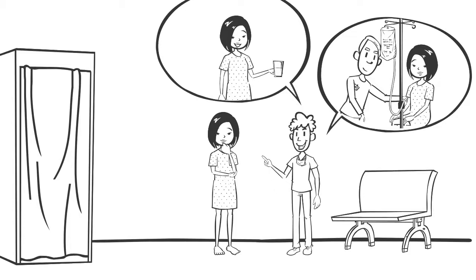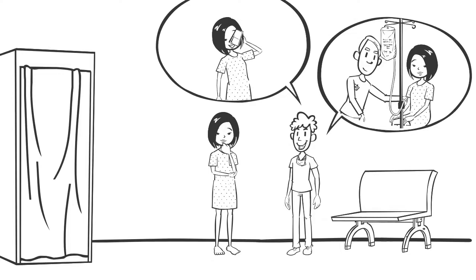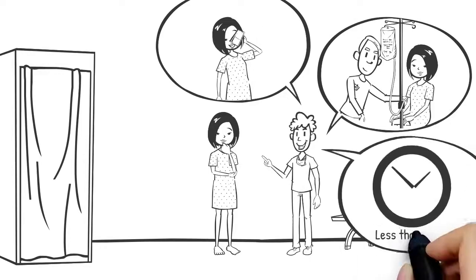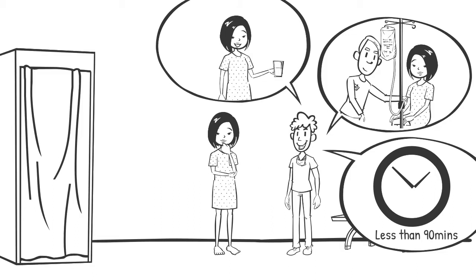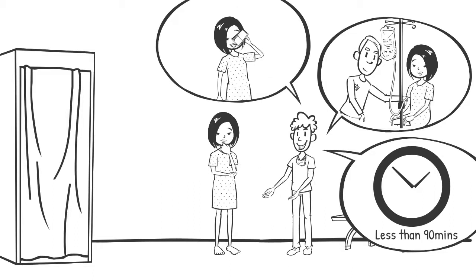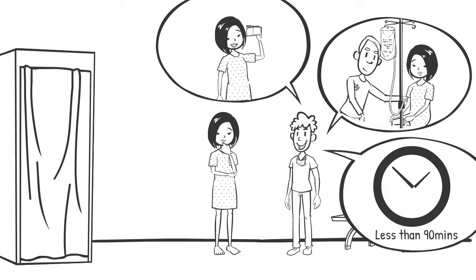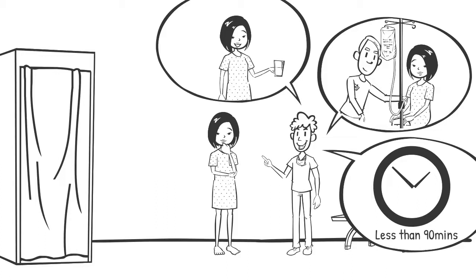The clear liquid is called contrast, and this improves the scan pictures by helping us to see your blood vessels and organs. Most appointments are finished in less than 90 minutes. For example, a head scan will be around 15 minutes and a full body scan around 30. However, it will depend on the amount of time required for preparation.